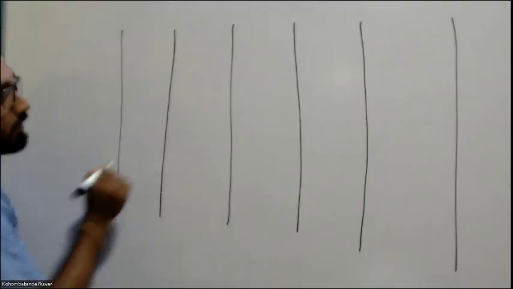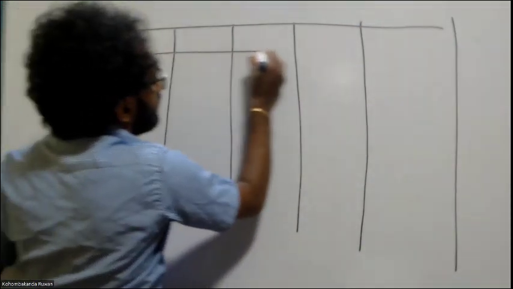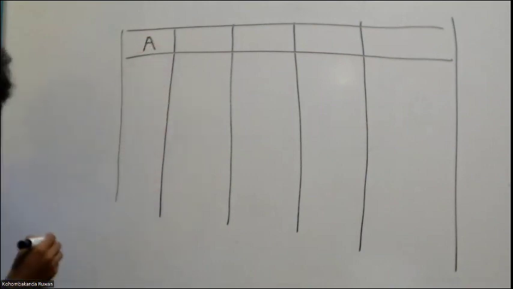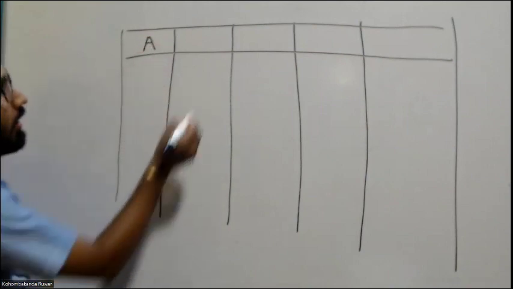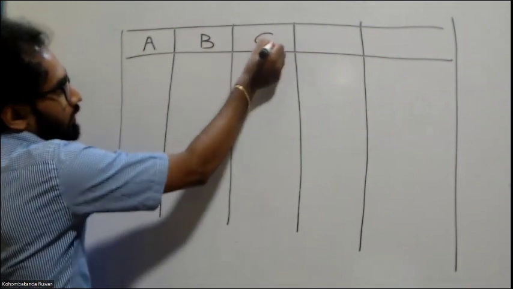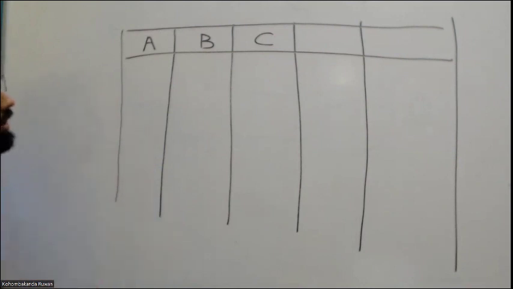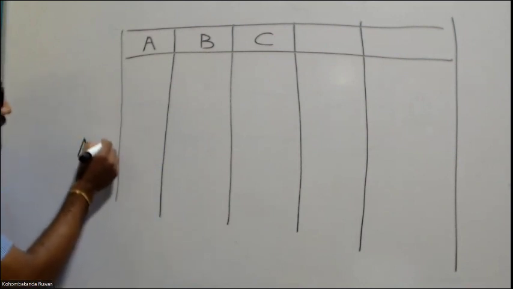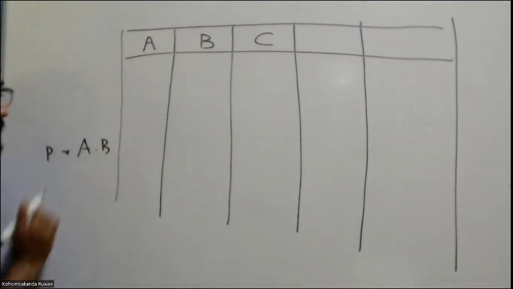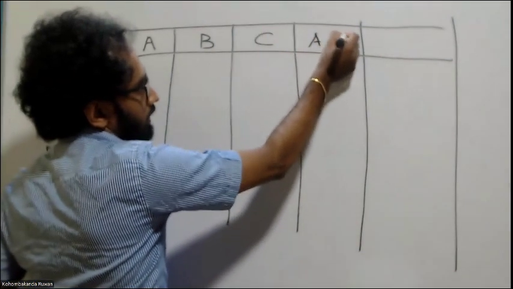Next one, I will draw the truth table. One input is A, the other one is B. Then there's another one we call C. First we have to get A and B, right? That means P equals A and B. I will write A and B.